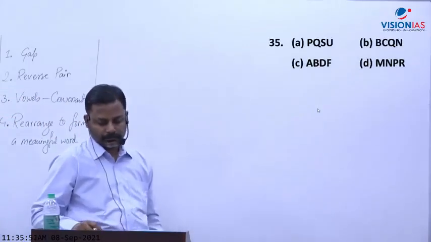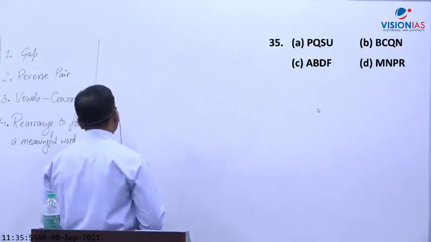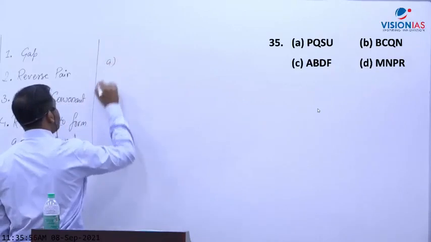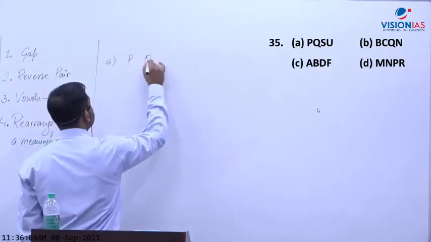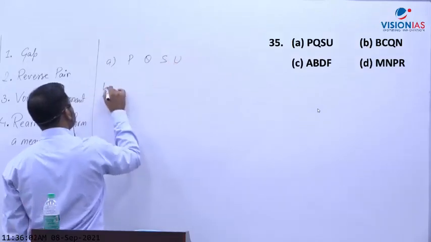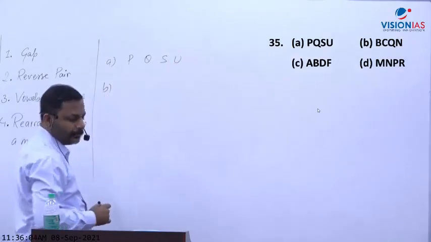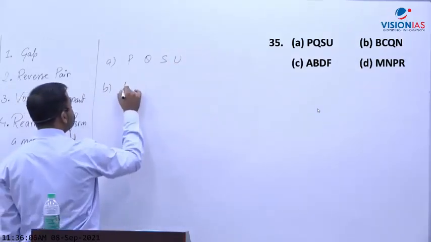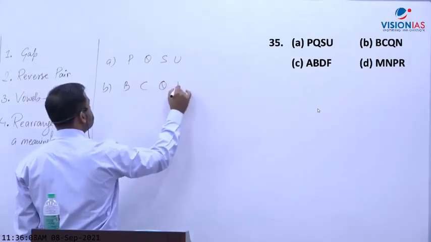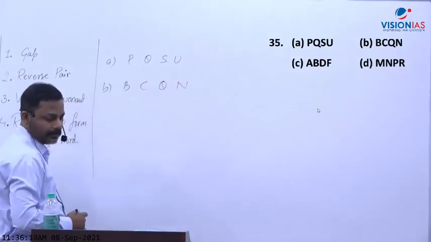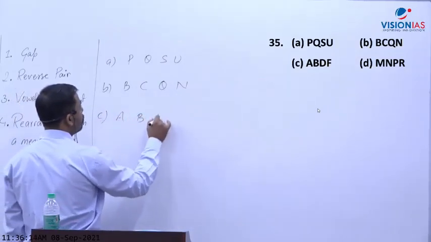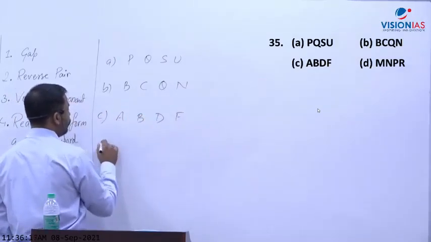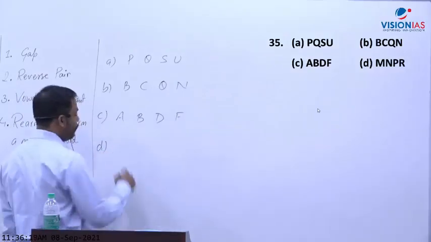So now, let's see this question number 35 first. So PQSU. Second option is BCQN. Third one is ABDF. And fourth is MNPR.